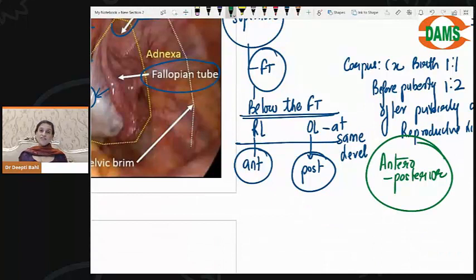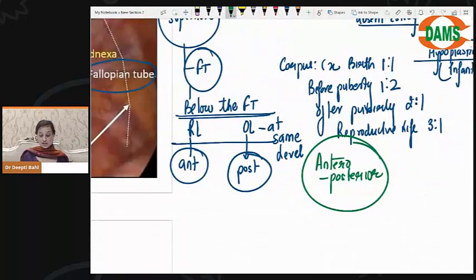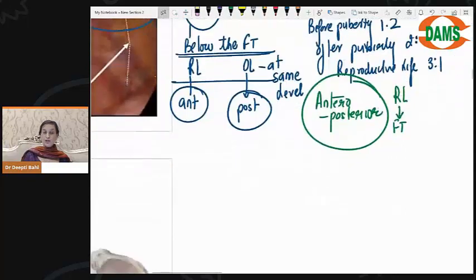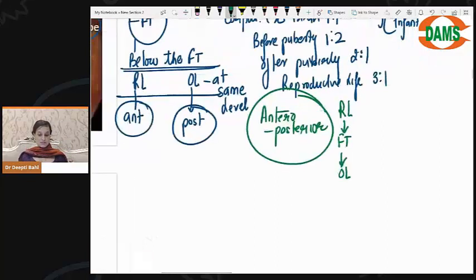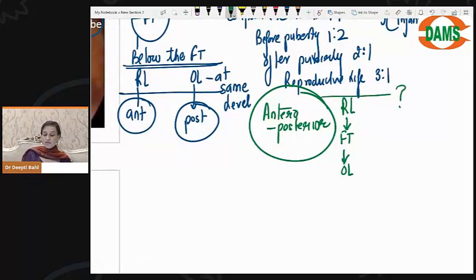So if we talk about the antero-posterior relationship, the answer will be round ligament, followed by fallopian tube, followed by ovarian ligament. Okay, so the most anterior structure is the round ligament, then comes the fallopian tube in the middle, and then comes the ovarian ligament. So this is the supero-inferior and antero-posterior relationship. Now I want to ask you, why would we want you to know the AP and the supero-inferior relationship? Why would we want you to know this?